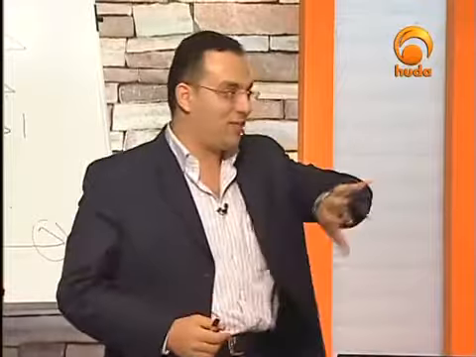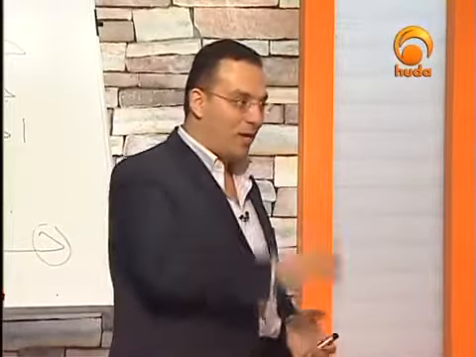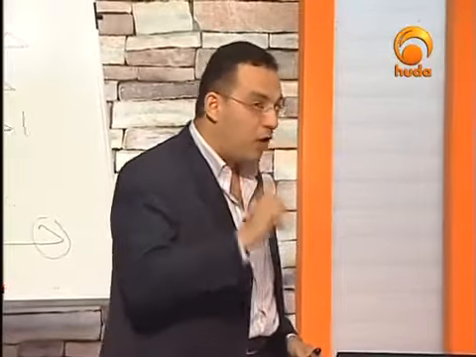We have ba, ta, tha. One classification is jim, ha, kha. And then we're going to have dal, dhal. Also, we're going to have ra and zay. And then we have also ta and dha. And we have sad and dad, sin, shin.